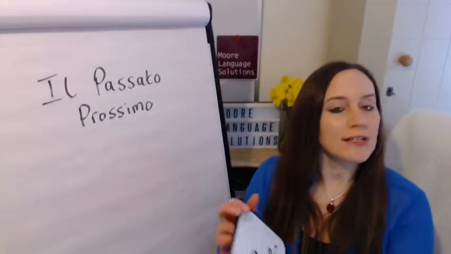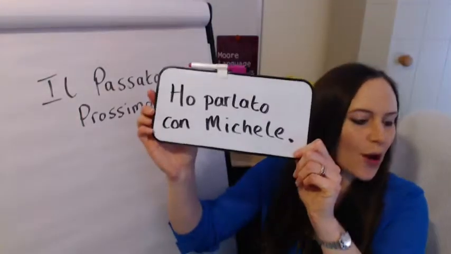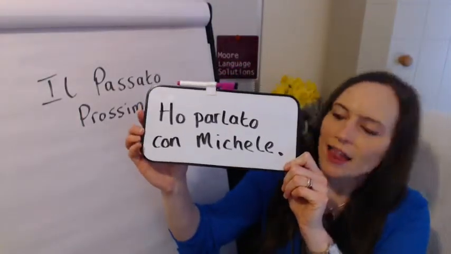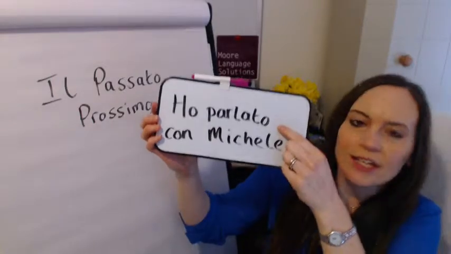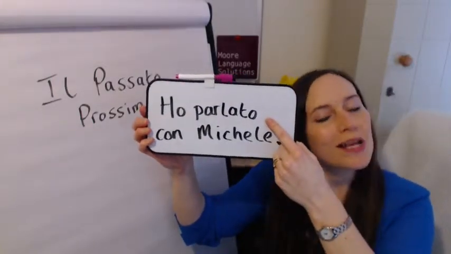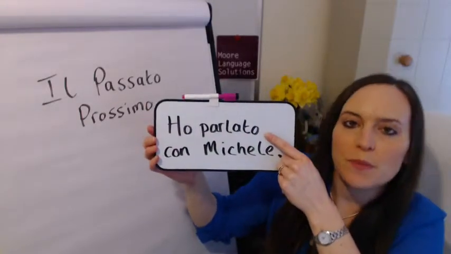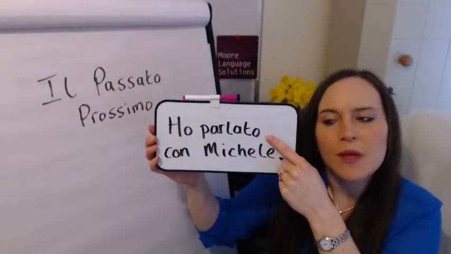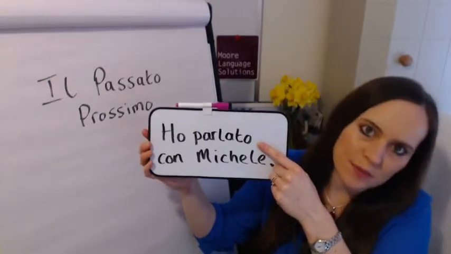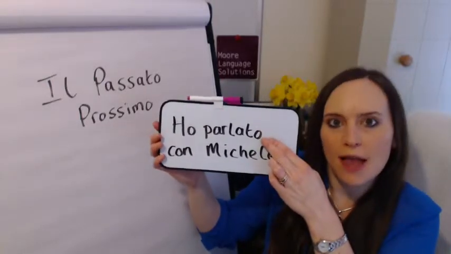Ecco un altro, here's another example. Ho parlato con Michele. Qui c'è il participio passato. That's the past participle and it comes from the verb parlare, to speak. Parlato is the past participle of the verb parlare.